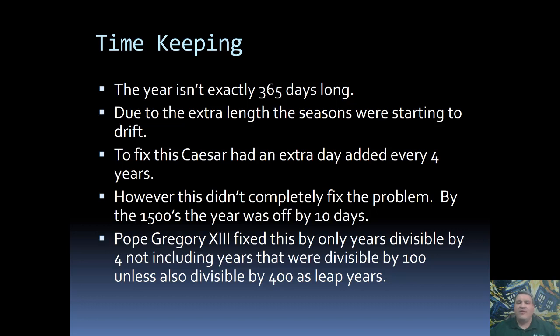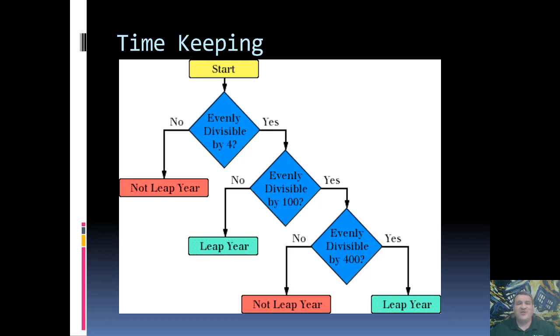Then they revised exactly when leap years would occur. Instead of every 4 years, the new rule is that we will have leap years in years that are evenly divisible by 4, not including years that are evenly divisible by 100, unless the year is also evenly divisible by 400. I realize that's kind of long and hard to follow. Because of that, this is why we have flowcharts. Flowcharts make things easier.